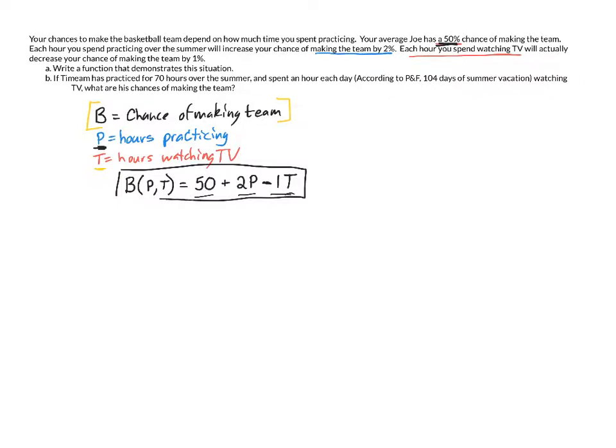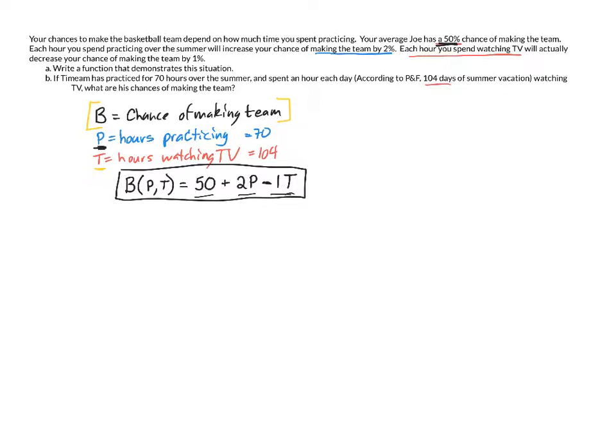Okay, now letter B goes on to say, for a specific student, Timium, if he practices 70 hours over the summer and then spent an hour each day watching TV, according to Phineas and Ferb, 104 days of summer vacation, in case you know that, watching TV, what are his chances of making the team? So now it's telling me that the hours practicing is 70, and the hours watching TV is 104. 1 hour each day for 104 days of summer vacation.